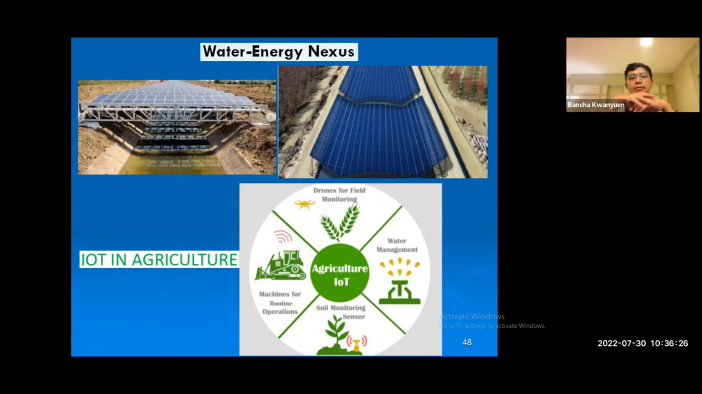So the last one here is on the IoT for agriculture. It can be used for field monitoring, for water management, for soil monitoring, and for machine operation. So the application is really the whole process of agriculture.